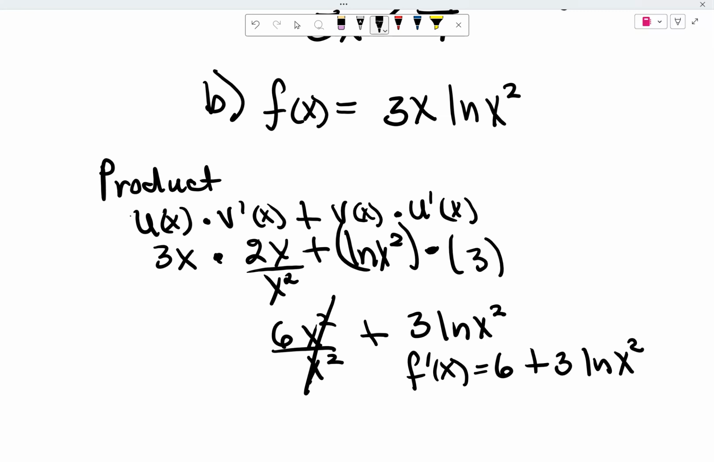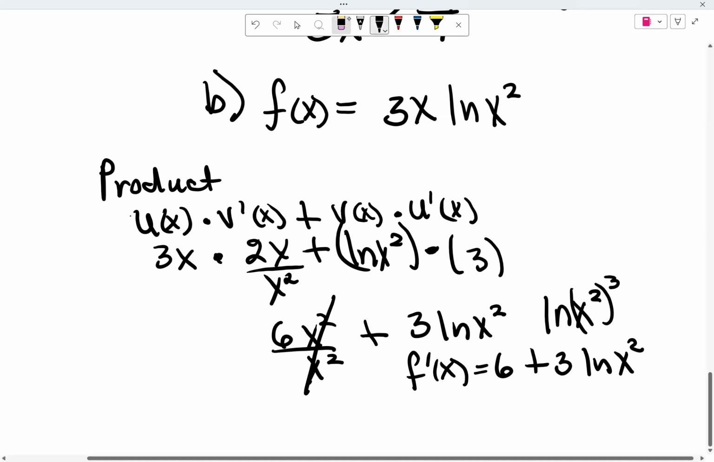Oh, I forgot one little thing here. I just realized that if I use power rule, this will actually end up becoming natural log x squared raised to the third power. So actually this will simplify further, where this 3 and this 2 become 6. I forgot to mention that step.